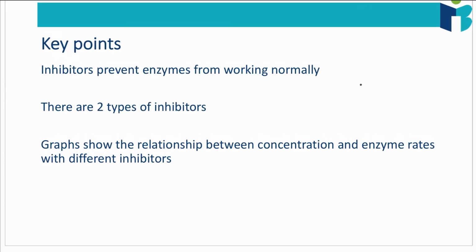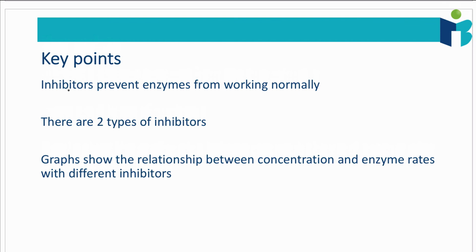So what are the key points to take from this video? The first is that inhibitors are going to prevent enzymes from working normally. There are those two types of inhibitors, the competitive ones and the non-competitive ones, and you have to be able to deduce which is which from graphs which show the relationship between substrate concentration and enzyme rates. So I hope that made sense.